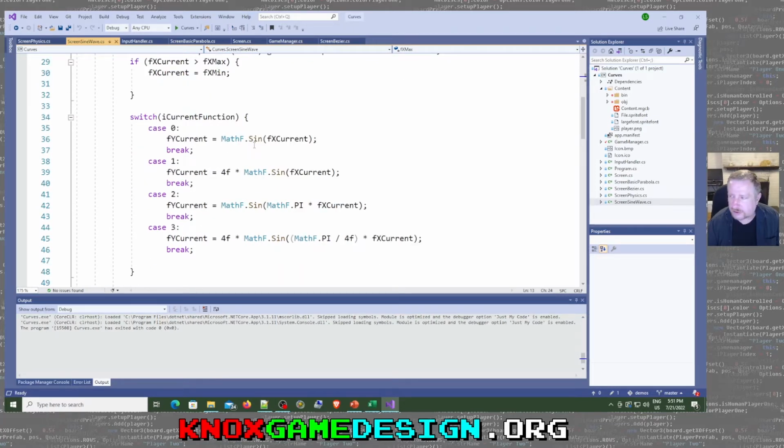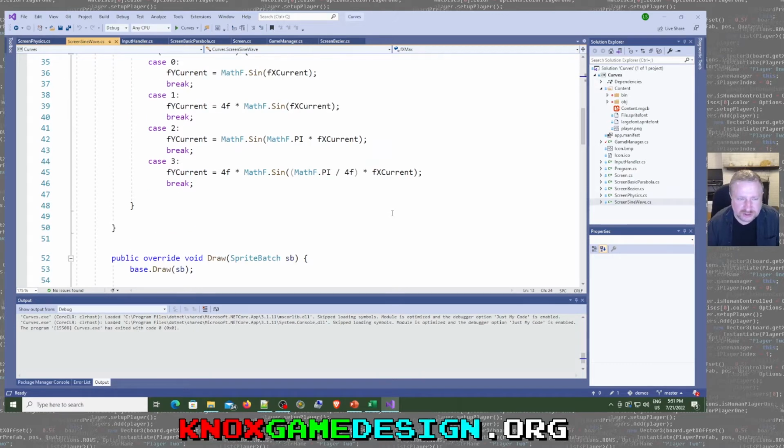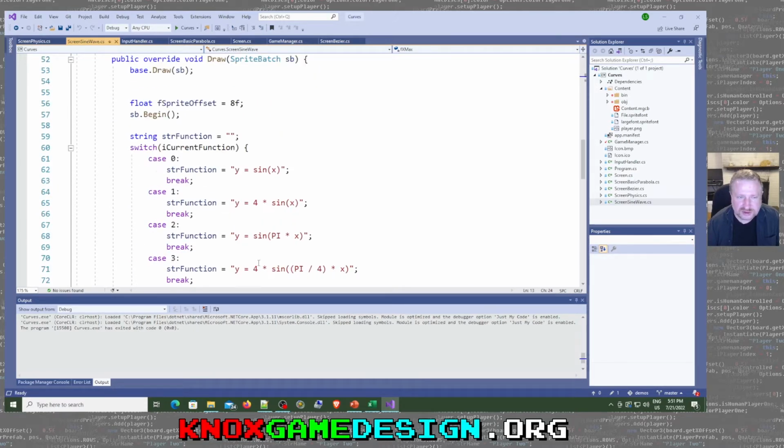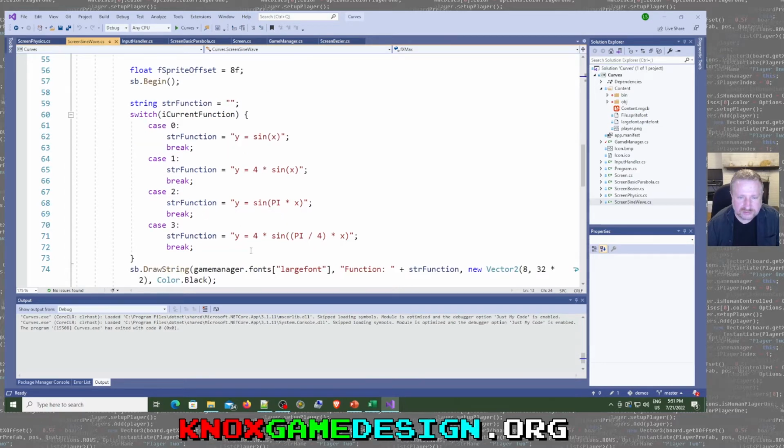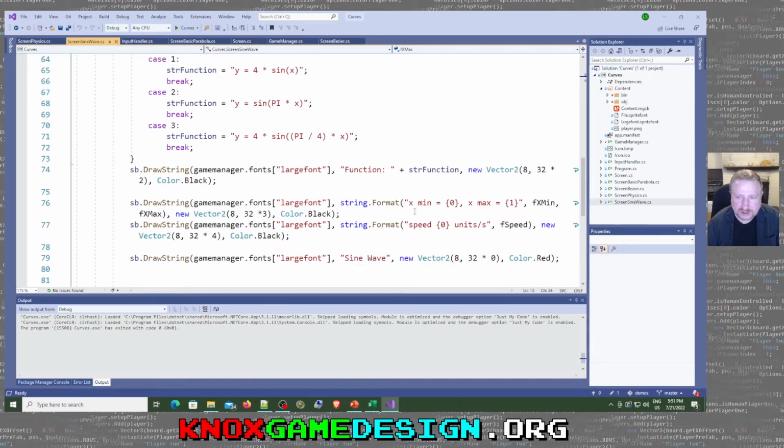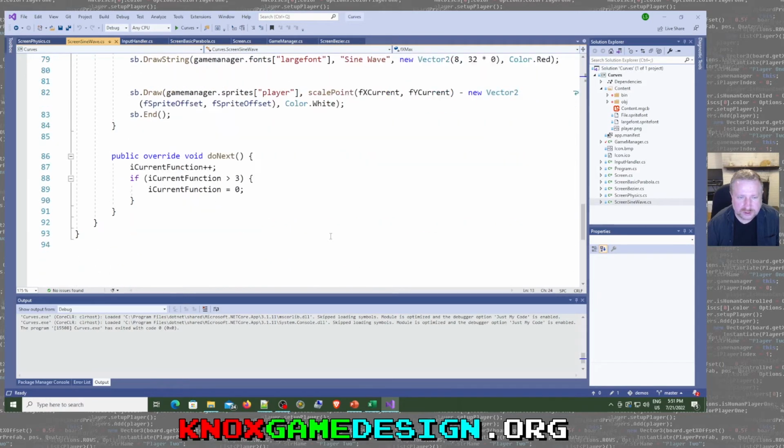So here are the 4 basic graphing functions right here. We're going to start out with Math.Sin of x. Then we're going to do 4 times Math.Sin of x. Then we'll do Math.Sin of pi times x. Then we'll do 4 times Math.Sin of pi over 4 times x. It's the same exact 4 functions that we looked at previously. Our draw is pretty much the same thing. It's just going to display the current function, the speed, and the maximum. Not much really going on in draw.